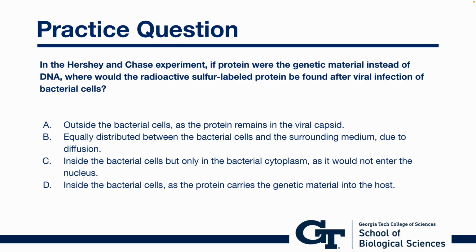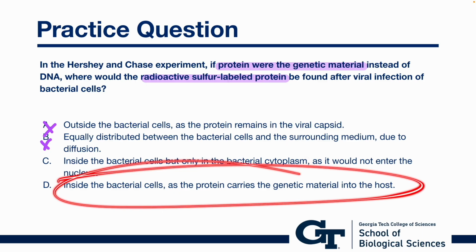So what would happen if instead of DNA, protein was the genetic material? Where would the radio-labeled protein be found? Would it be found inside or outside the cell? Well, remember, the phage is injecting its genetic material inside the bacteria. So therefore, if it's the genetic material, it must be inside the bacteria. So we can rule out A and B. And is it either going to be in the cytoplasm, or is it going to be inside the entire cell?